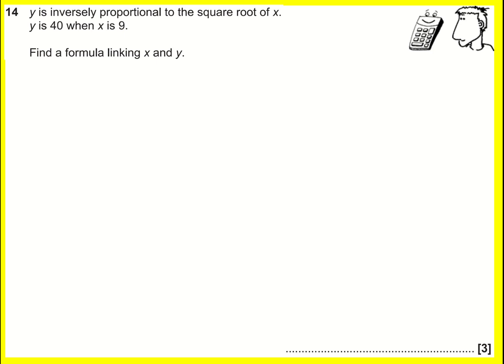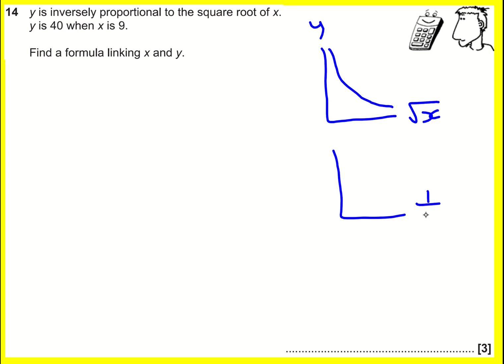y is inversely proportional to the square root of x. That means if I have a graph with the square root of x and y, then I'll get this kind of graph. What it also means is if I plotted 1 over the square root of x against y, I would get a straight line.